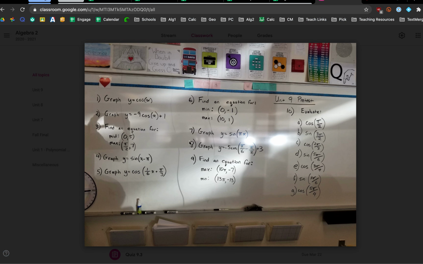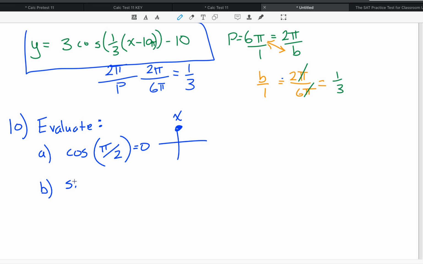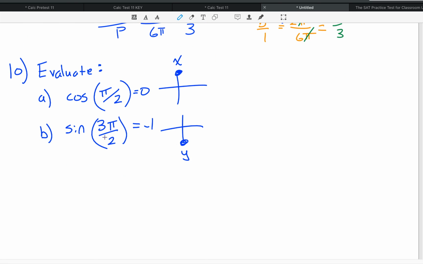B, that's going to be sine of 3 pi over 2. Where is 3 pi over 2? It's right there. Sine is the y-coordinate. The y-coordinate of that is -1. Again, this is just from our speed sheet for trig values of special angles. So if you don't know those, there is a quiz that's still up on Google Classroom. You can still learn those.